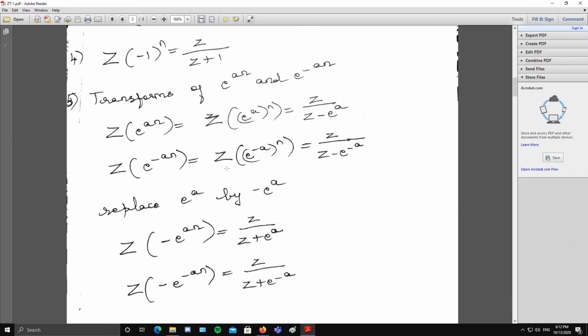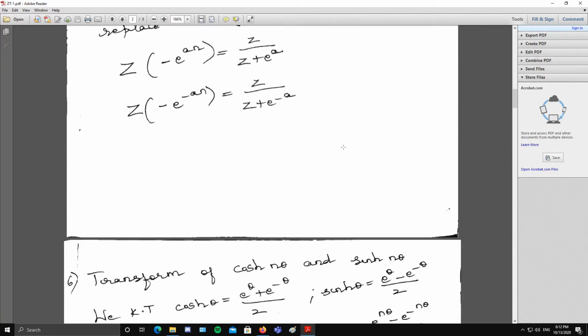Now we will come to z of minus e power a n. So in place of e power a you have minus e power a. So it is same as z by z plus e power a. And here also in place of e power minus a you have minus e power minus a. So z by z plus e power minus a.